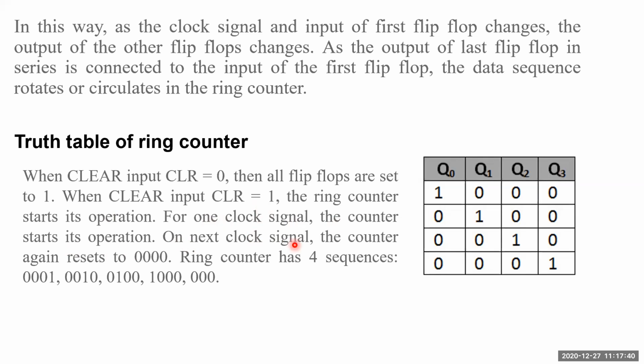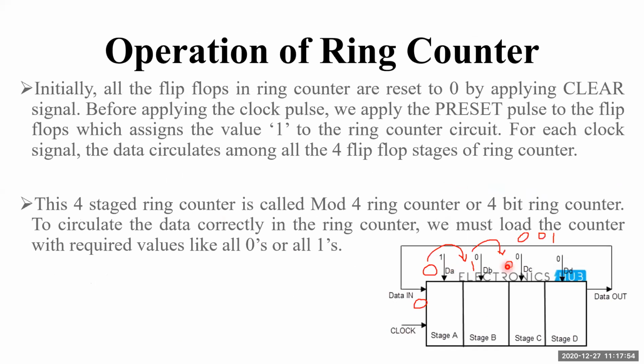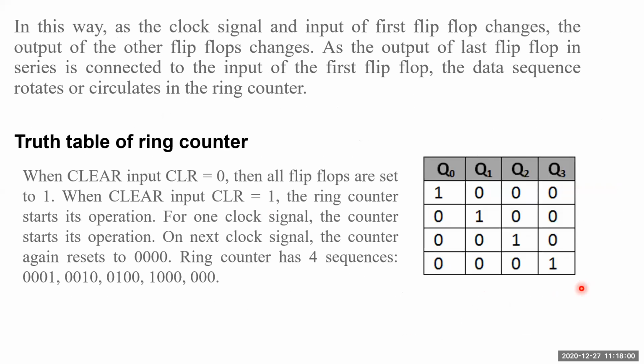On the next clock signal, the counter will be reset to 0, 0, and the ring counter has got 4 sequences. The first one is what? You have these outputs over here. Q0 initially, what are we having? 1, 0, 0, 0. This is the Q0 output, Q1, Q2, Q3. So see now, Q0 is first initially 1, 0, 0, 0.